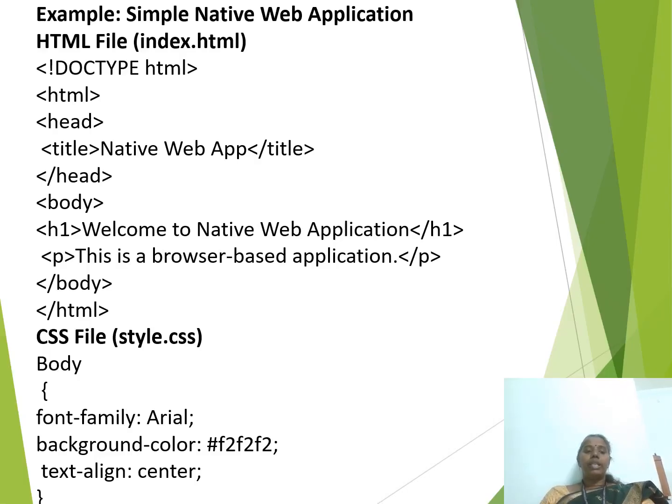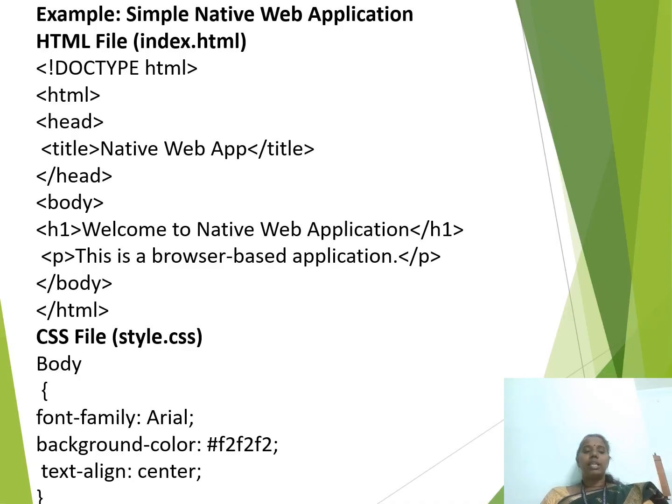And the next line is head. It contains metadata. Metadata is information about the page and it is not directly visible to the user. The next line is title, native web app. It sets the title of the web page, using a starting and ending tag. It appears in the browser tab and search engine results. And the next line is body. It contains visible content. Everything inside the body is displayed on the screen.